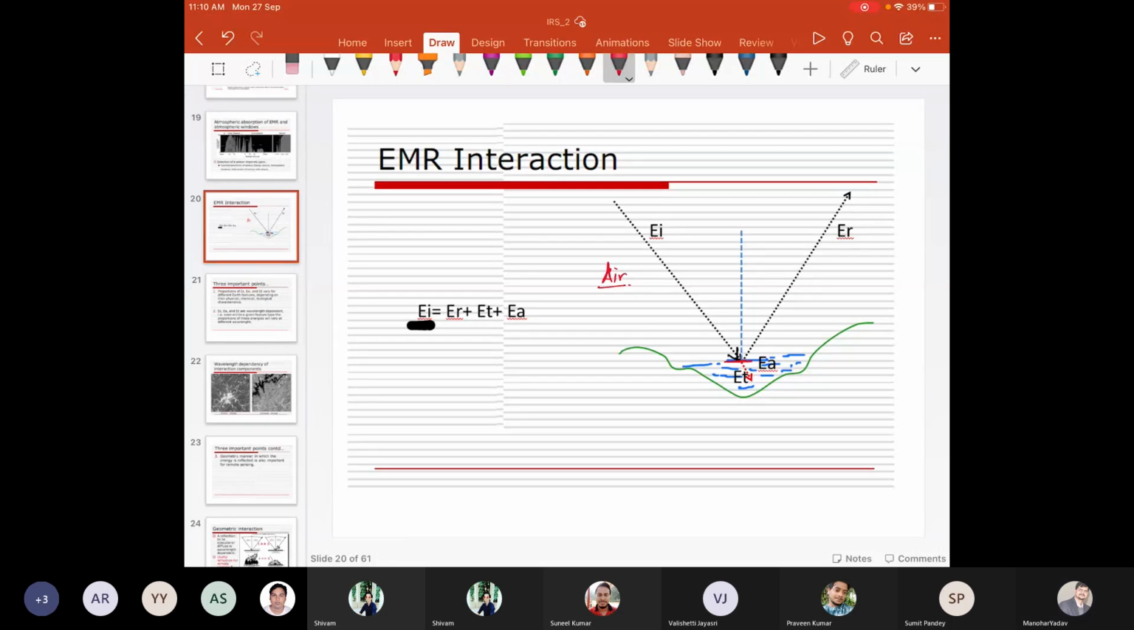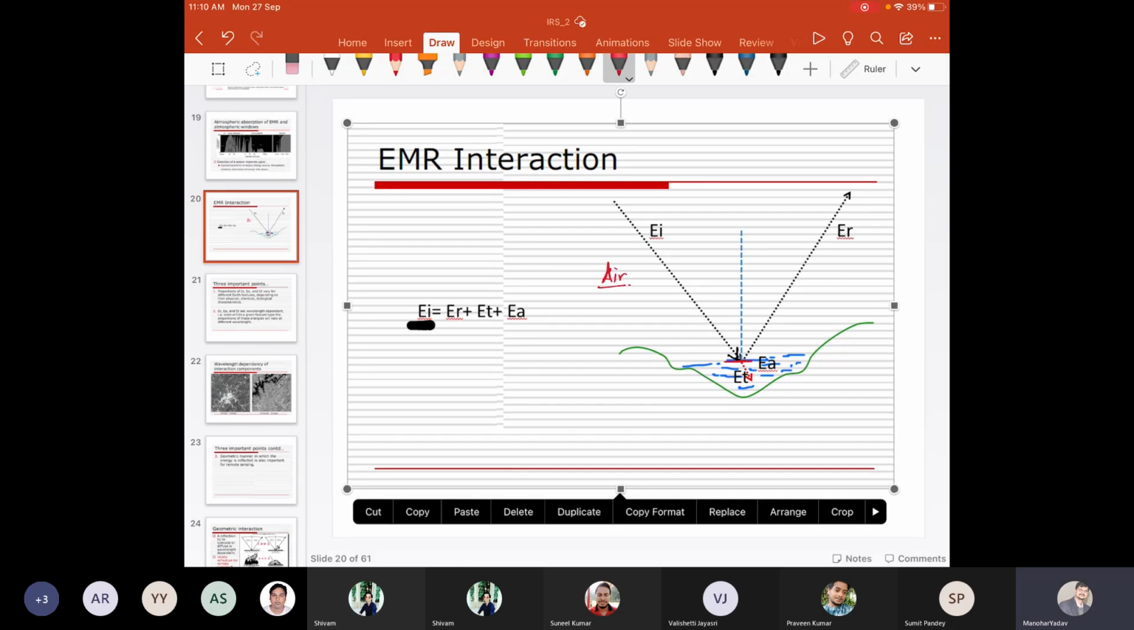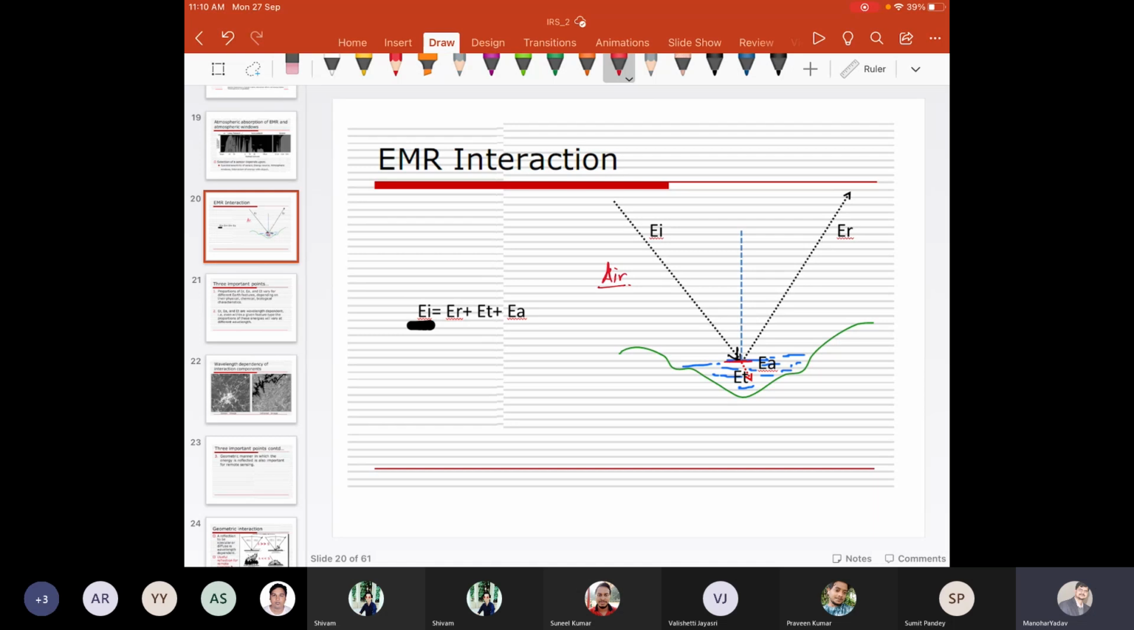Now this EMR radiation goes from air to liquid. When this goes from air to liquid, the part of energy that is reflected back is ER. Then ET is transmitted, because within the liquid, EMR radiation travels up to a certain extent. Then EA is the absorbed component.